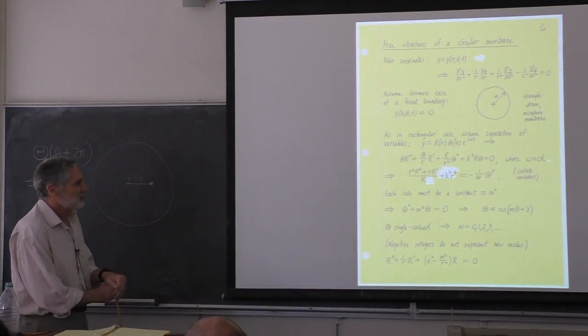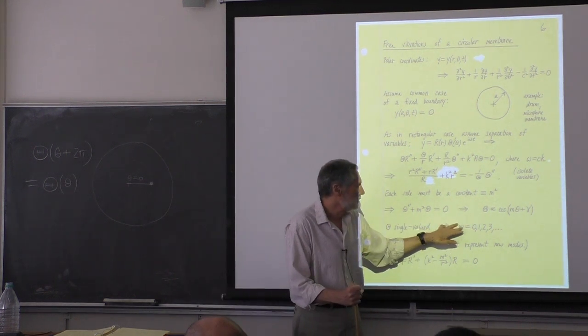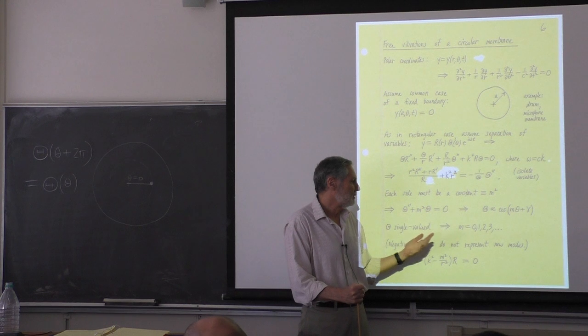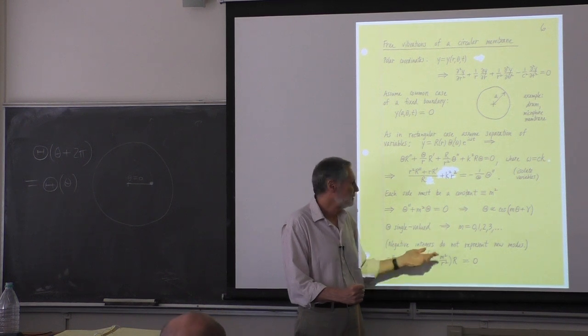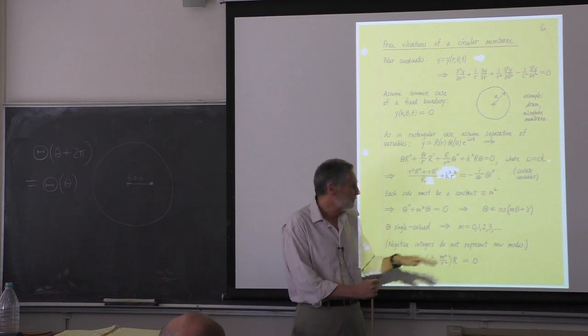And that's a very important special case, and we'll be doing that. But we have to have integers. Now, there can be negative integers here, but you don't get any new modes. The m equals -1 is giving you the same mode as m equals 1, so we don't include those.